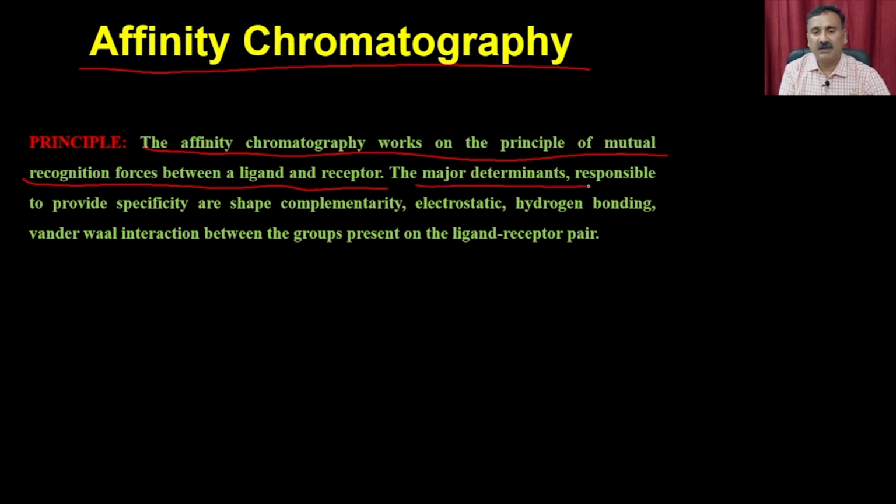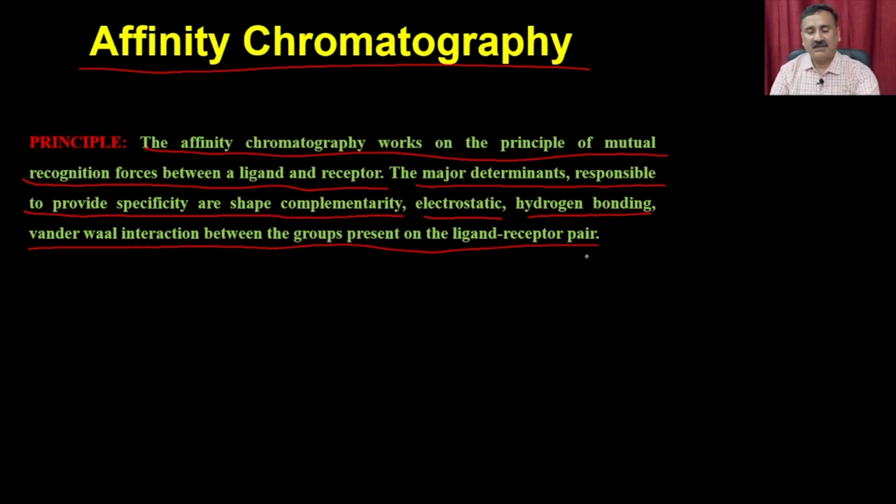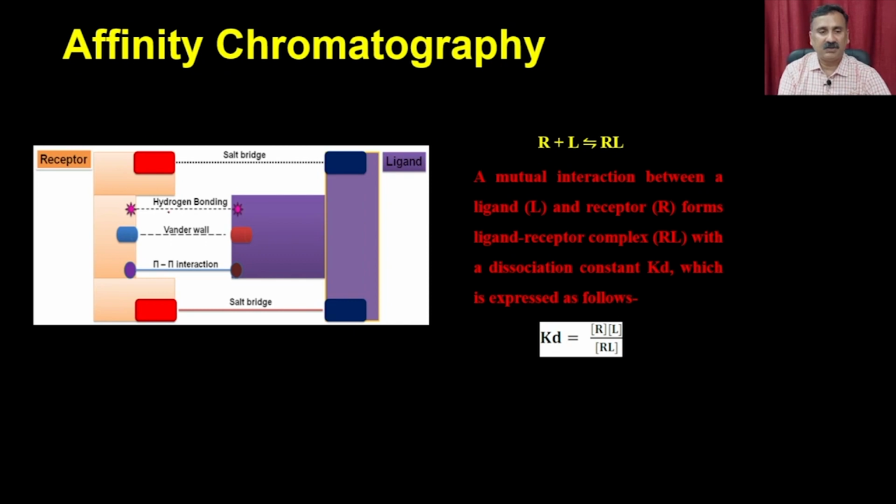ligand and a receptor. The major determinants responsible for providing the specificity are shape complementarity, electrostatic interactions, hydrogen bonding, and van der Waals interactions between the groups present on the ligand-receptor pair. So you can imagine that I have a ligand and a receptor. This is the receptor and this is the ligand.